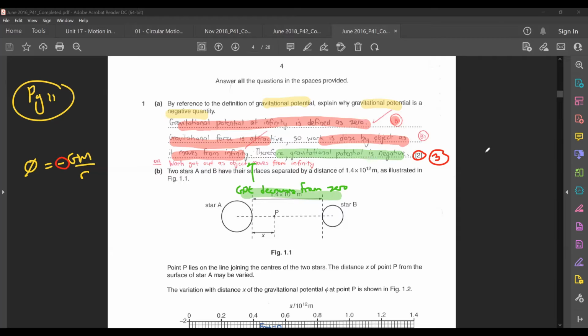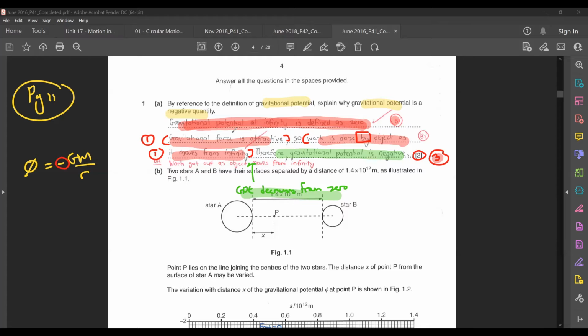Okay, so in that question last week, for another year, when it was worth 3 marks: gravitational potential at infinity is defined as 0. This is one. Gravitational force is attractive. This is another one. And then work is done by the object as it moves from infinity. This is your other mark. So you could have actually used the answer for a 3-mark question for a 2-mark question, and you would still get the full marks.